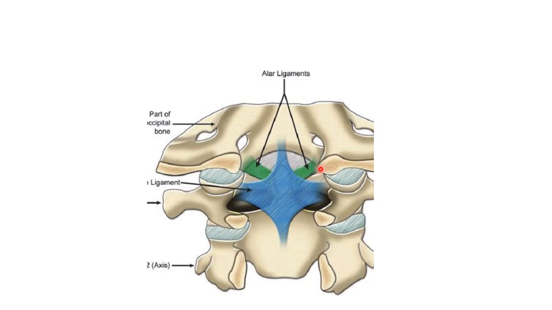The rotatory movements of the atlas with the head. When the atlas rotates with the head, these rotatory movements of the head around the vertical axis are called no movements, as when a person moves the head like this, saying no to others. So these are called no movements.